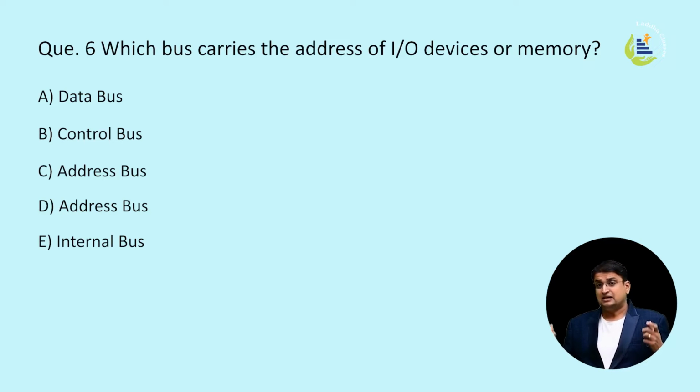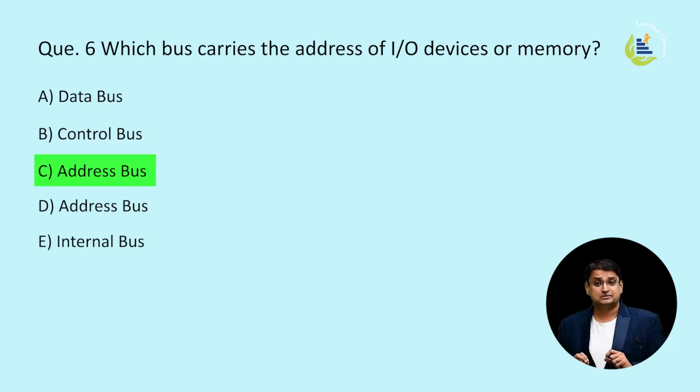Question 6. Which bus carries the address of input-output devices or memory? Options are data bus, control bus, address bus, expansion bus, internal bus. Correct answer option is C, address bus.